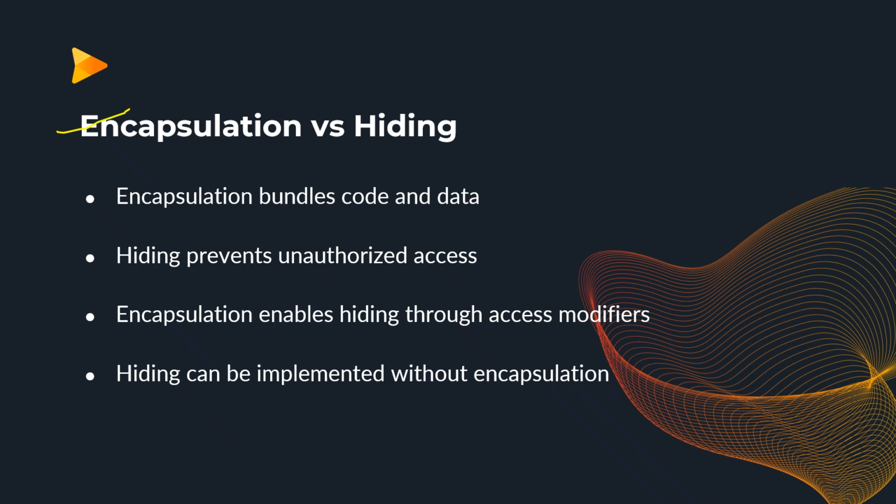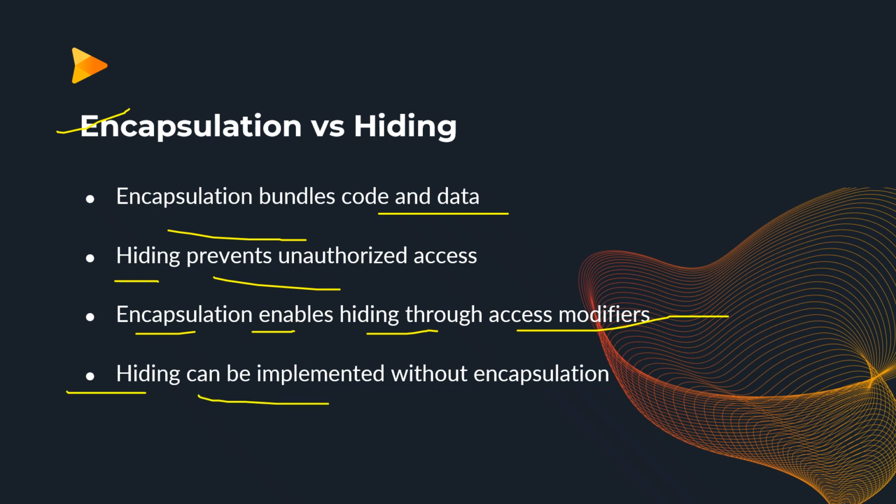Now encapsulation versus hiding. What is the difference between encapsulation and hiding? Encapsulation bundles code and data, so it is a wrapping up of data, whereas hiding prevents unauthorized access. Encapsulation enables hiding through access modifiers, whereas hiding can be implemented without encapsulation. So in encapsulation, we can hide our data by using access modifiers, and hiding can be done without using encapsulation.